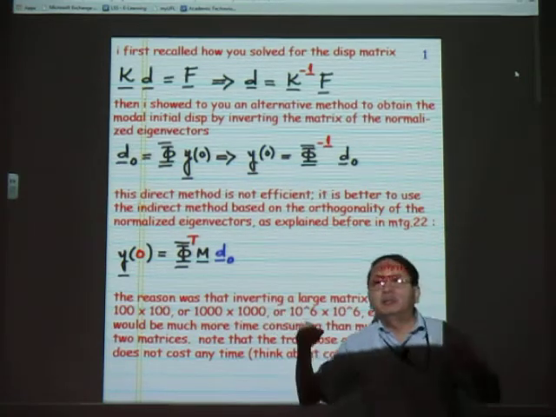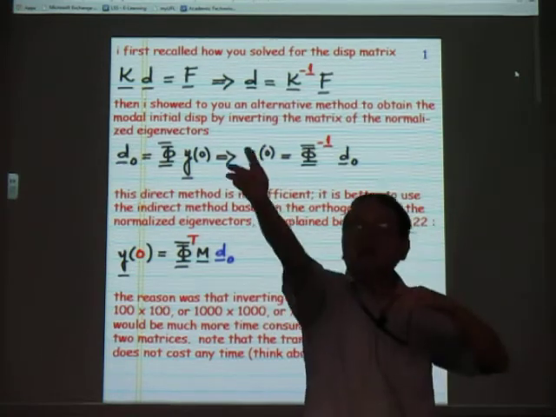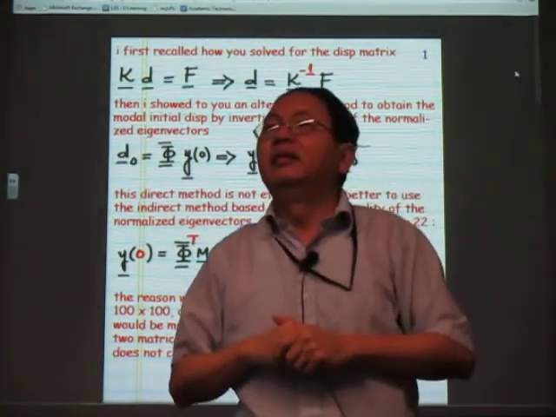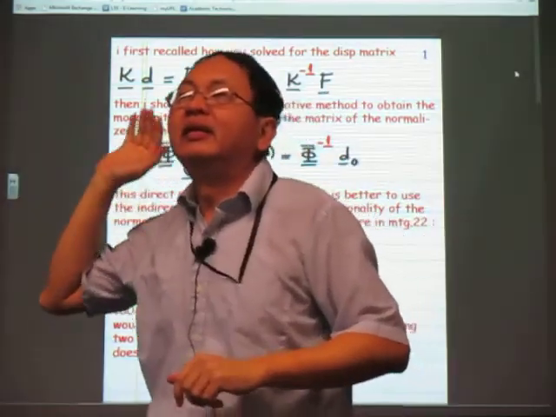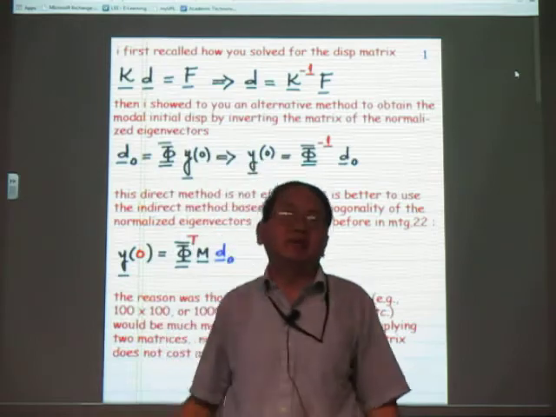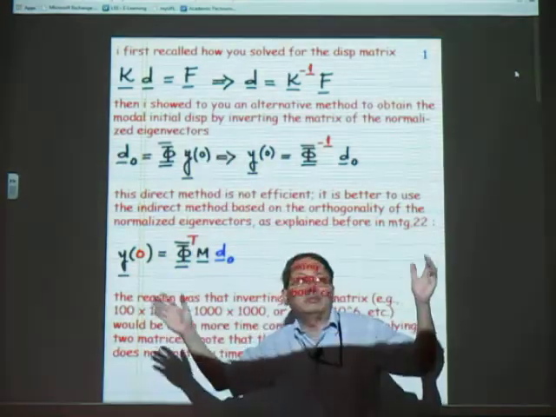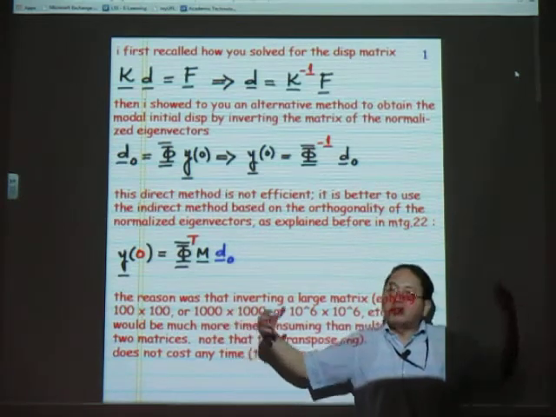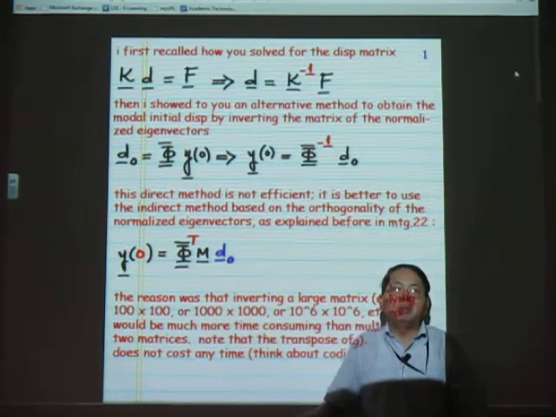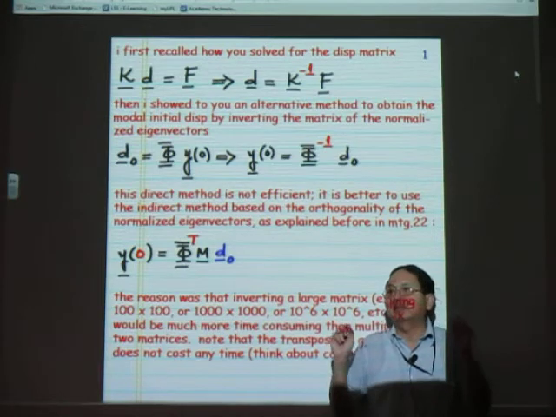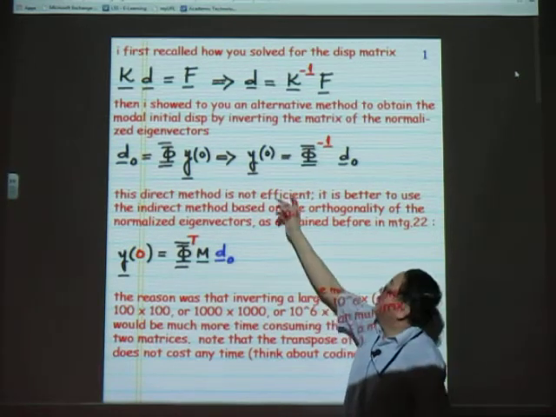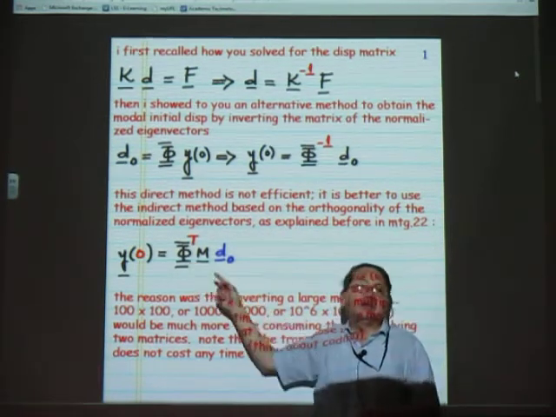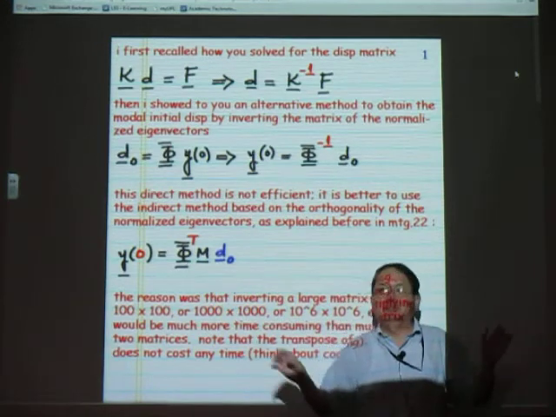Let me bring someone new, let's say KZ. It's very expensive. Very expensive to compute the inverse. Keep in mind we are talking about not just 2 by 2, but 100 by 100, 1,000 by 1,000, 1 million by 1 million. The inverse is very, very expensive. But the transpose is free, and matrix multiplication is cheap.